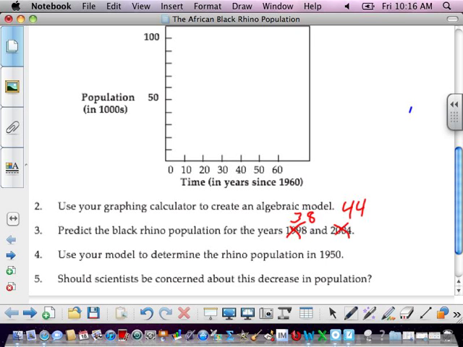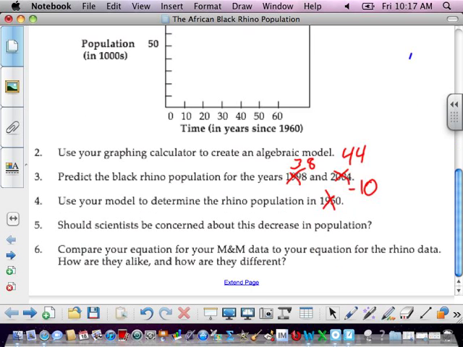All right, this one is kind of difficult. 1950. 1960 is 0, so 1950 is? Negative 10. Okay? You should be able to do the rest of this on your own. You have plenty of time in class to get this done. Please don't do number 6.